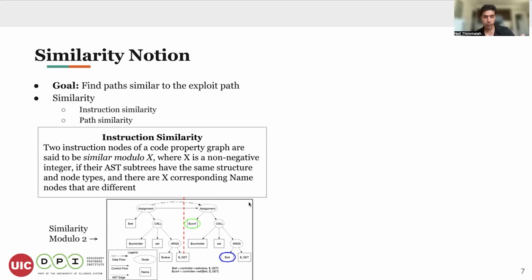which is easier to understand by looking at this example over here, where we see that there are two instructions, as shown by the two lines of code present over here, and their AST subtrees have been shown to the left and right respectively. And we see that the structure as well as the types of these nodes are exactly the same, except for two name nodes, ret_conf and ret_value, which are different in these two lines of code. So we say that because there are two name nodes that are different, these two instructions are similar modulo 2.